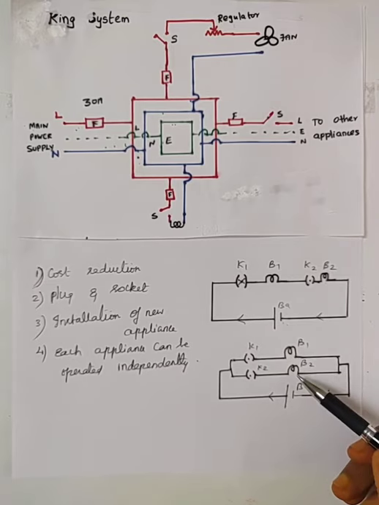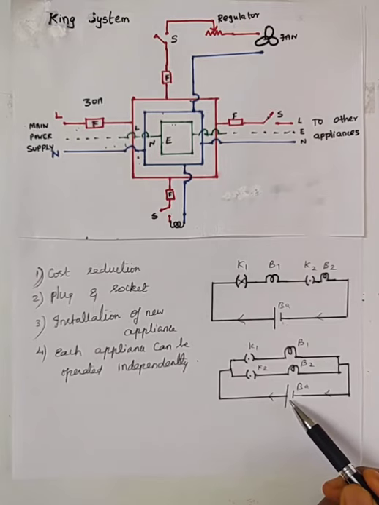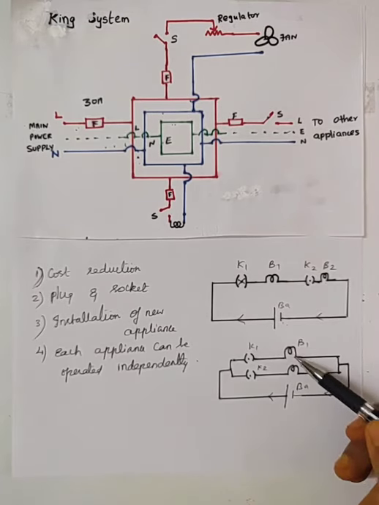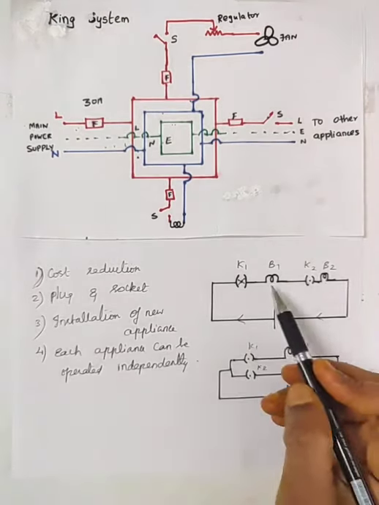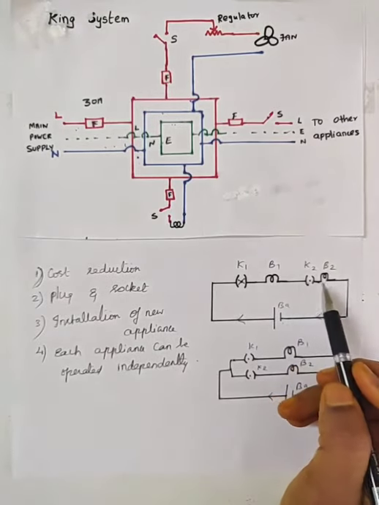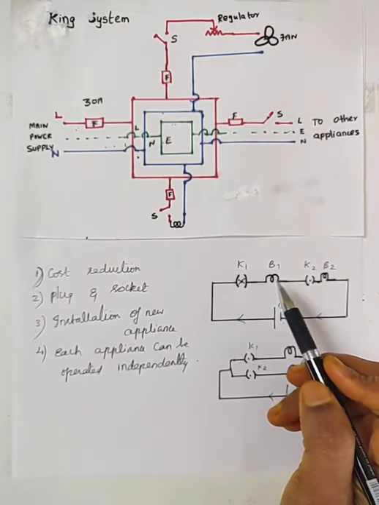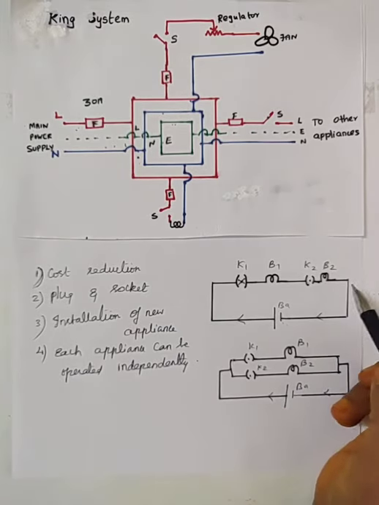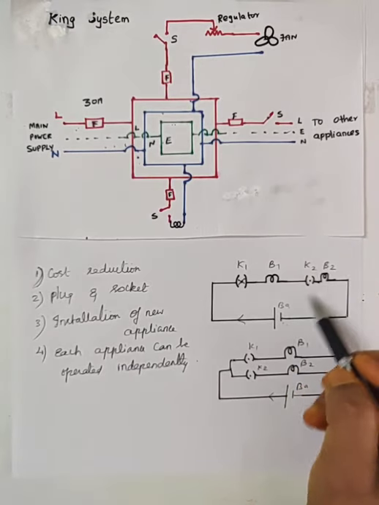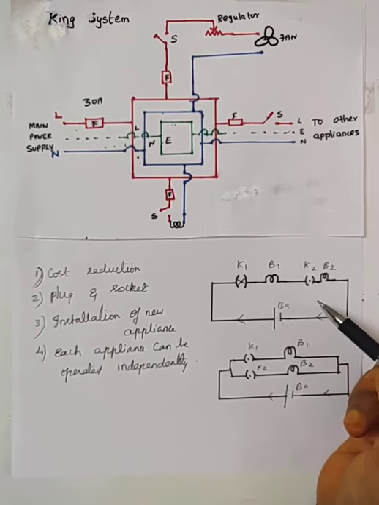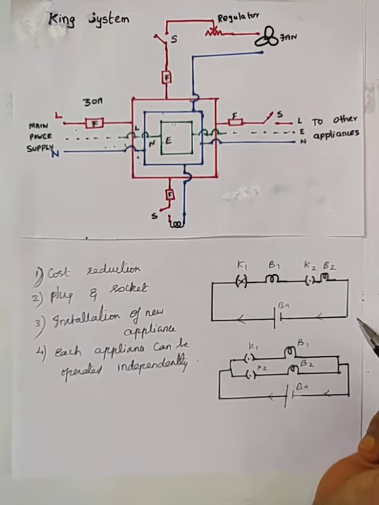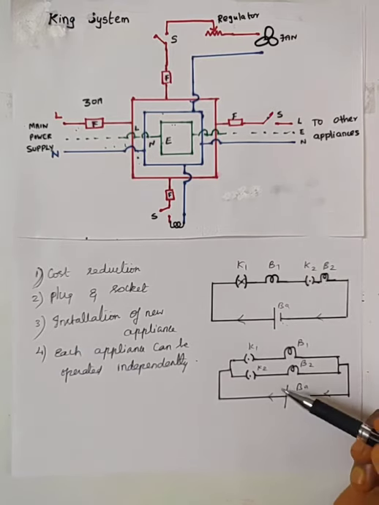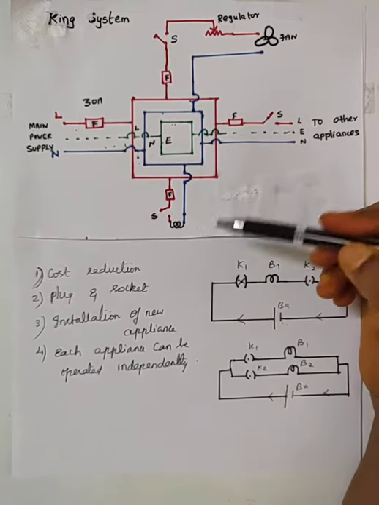Each appliance will be operated at the rated voltage. Whatever voltage you are applying across the battery, both the bulbs will be getting the same voltage. But here the voltage gets divided across each appliance in proportion to their resistances. One more thing in series connection, if one more appliance is connected, the resistance included in the circuit will be increasing. That reduces the current in the circuit. Because of these advantages, we always go for parallel connection.